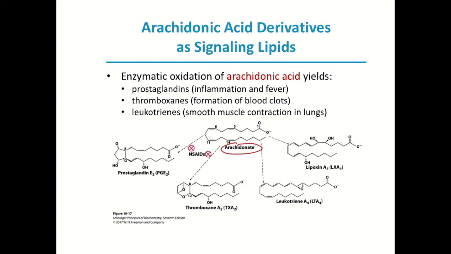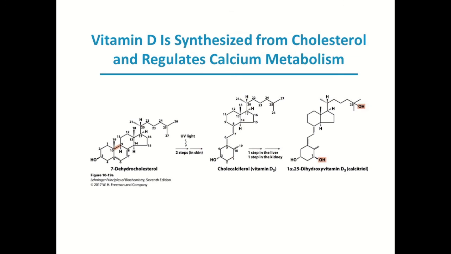This is the conjugate base of arachidonic acid. This is what it looks like at physiological pH. The carboxyl group is deprotonated. So a variety of transformations convert it into these other molecules.